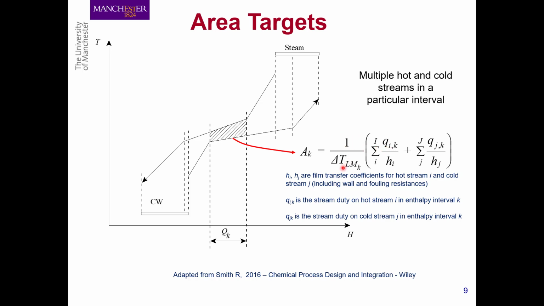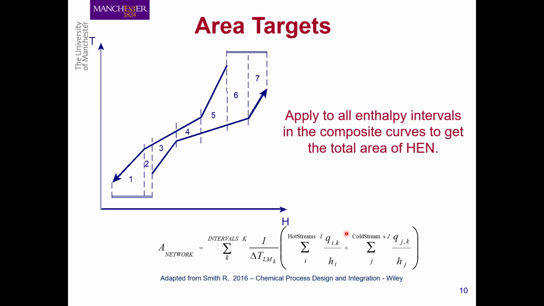And then I showed you in the previous slide how we can calculate the delta TLM, and then we can calculate the area requirement of this particular interval. And if we now want to calculate the overall area of this whole network, we need to do the same thing like we did in the previous slide.